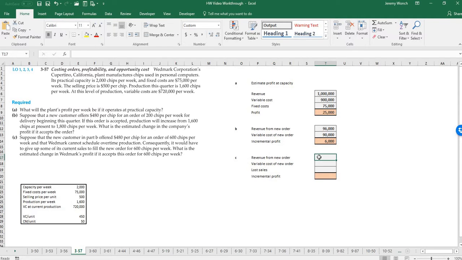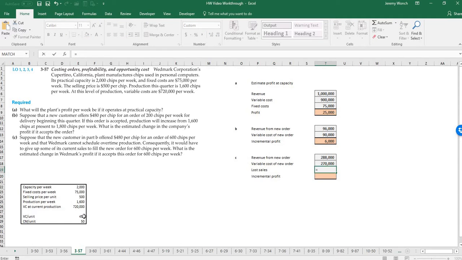So first we want to look at the revenue for the new order. That's going to be the 600 chips that they're going to buy times what they're going to pay us, which is $480. And we want to subtract out our variable cost related to this order, which is going to be the 600 units that we're going to make for them, times our variable cost per unit, so $270,000. And then we also have to subtract out our lost sales.